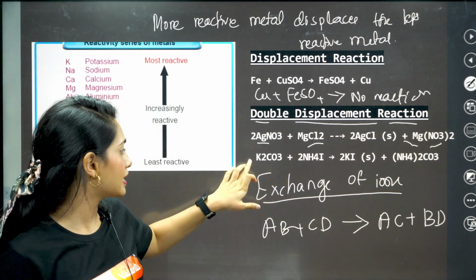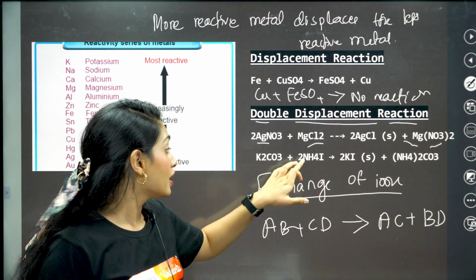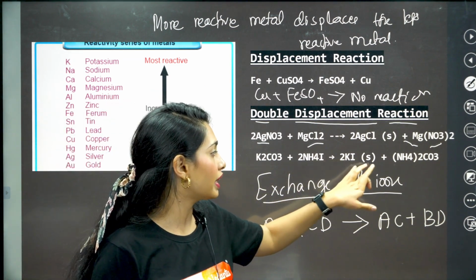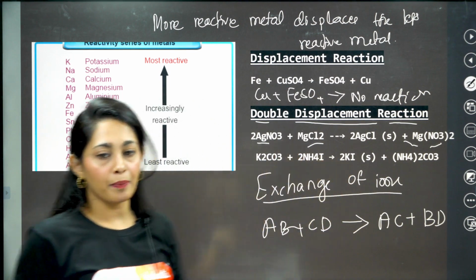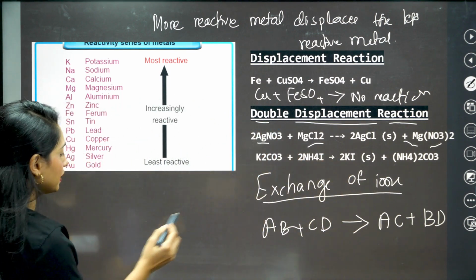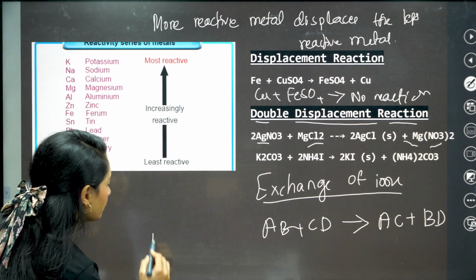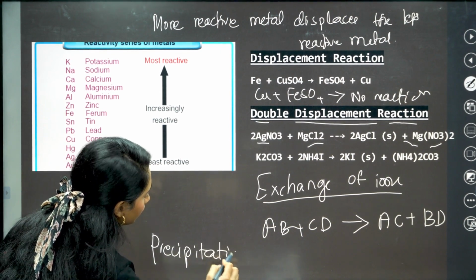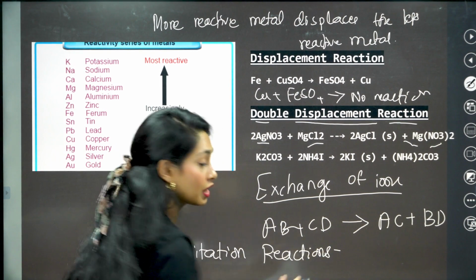And here is another example, K2CO3, potassium carbonate, reacting with ammonium iodide. It is giving potassium iodide and ammonium carbonate. Exchange of ions is going to happen. In double displacement reactions, the products sometimes are precipitates. Where precipitates are formed, these are called precipitation reactions. Not all double displacement reactions are precipitation reactions.